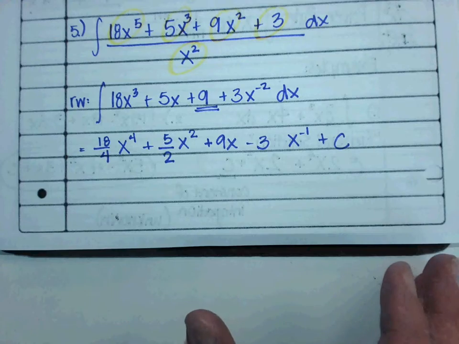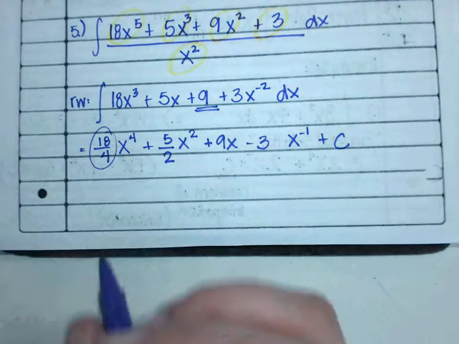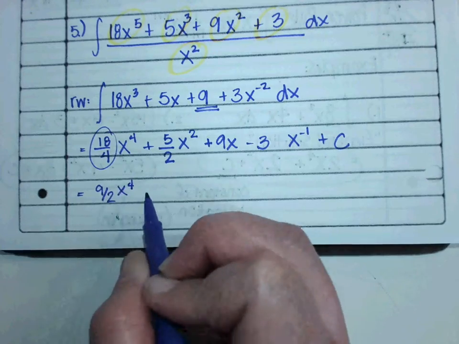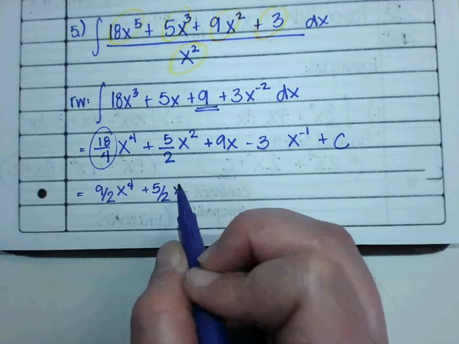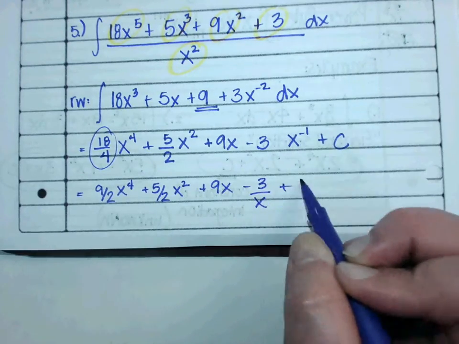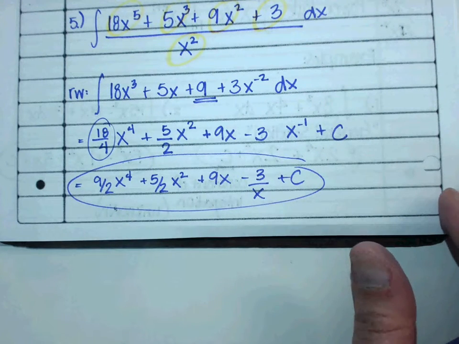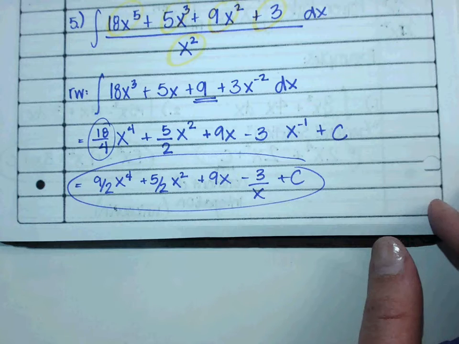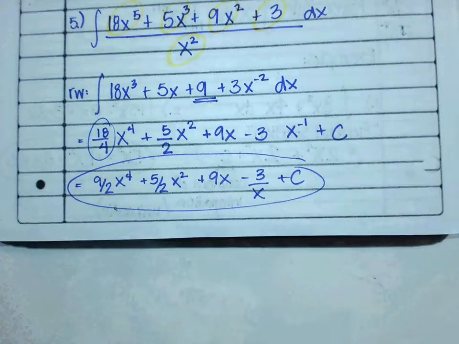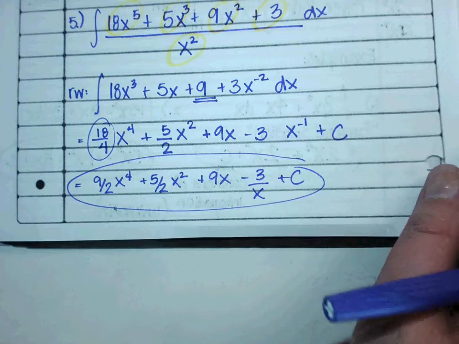But if it's multiple choice, they're going to bring the x's back down into the bottom and reduce. So 18 over 4, how can that reduce? 9 over 2x to the 4, 5 over 2x squared, 9x, 3 over x plus c. And then remember, that's called your general solution because you don't know what the c is. We'll learn how to find that tomorrow. Make sense? Okay, and then I forgot, we have one other thing we have to cover before we look at your homework.